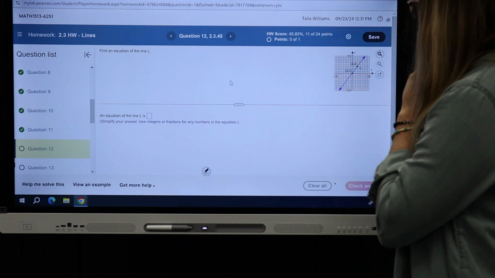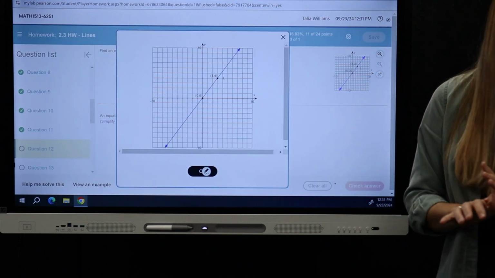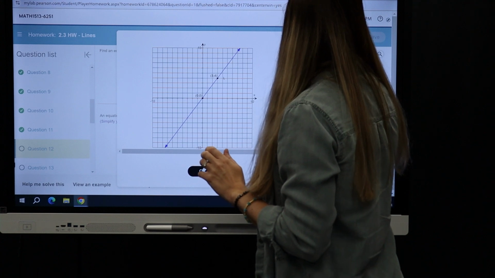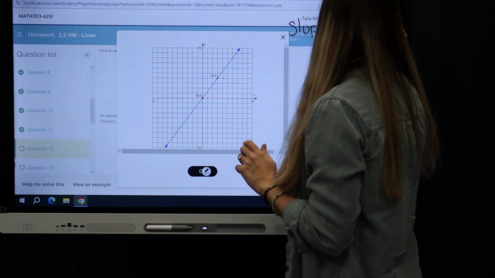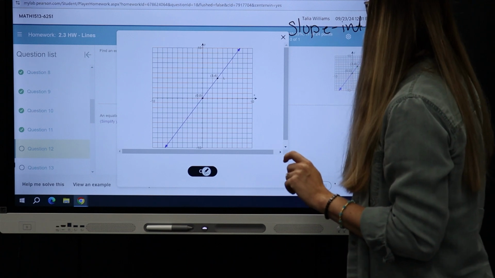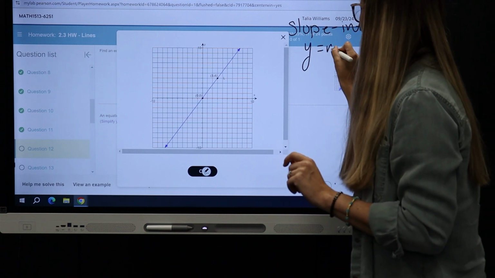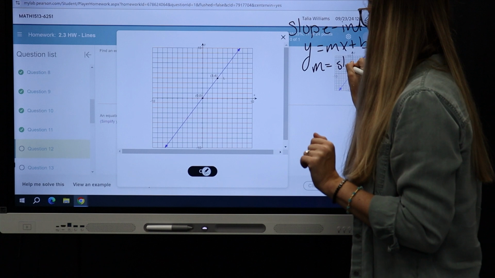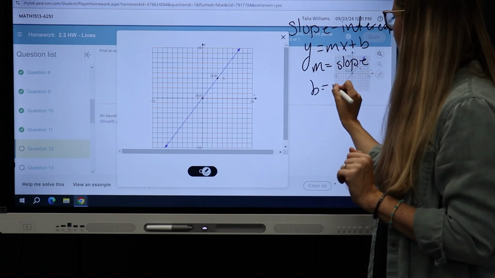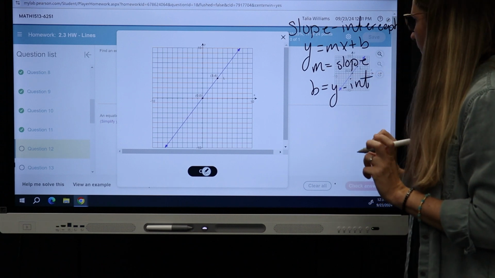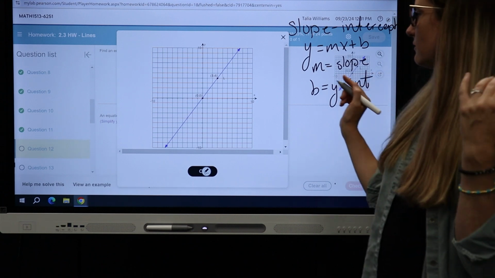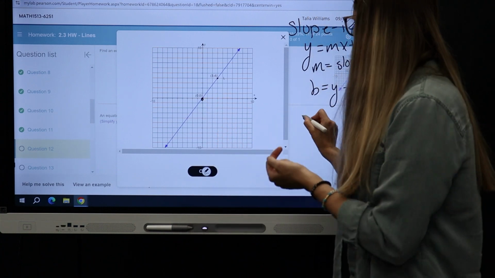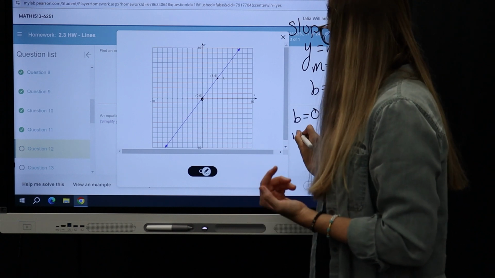An equation of the line L. So we're going to do slope-intercept form on this. Slope-intercept: y equals mx plus b. Y and x are y and x. M is our slope. And b is our y-intercept. So when we go to look at this, we need to find our slope and our y-intercept. Our y-intercept, where it crosses the y-axis, is 0. So b equals 0. Now we just need our slope.